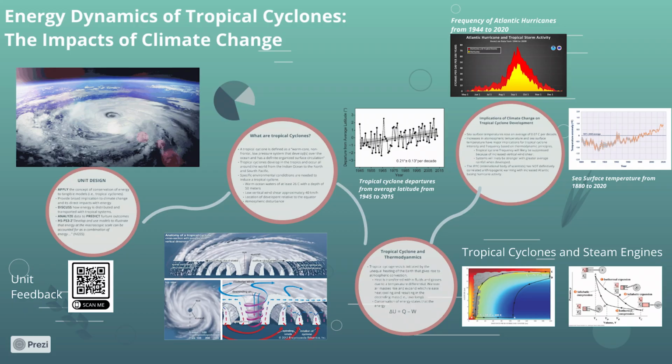Okay, so the title of my unit is Energy Dynamics of Tropical Cyclones, the Impacts of Climate Change. These storms are massive. You can see them from space, and oftentimes what happens is they generate a ton of energy. It's because they're circulating heat all the time. And the way they are able to do this is basic physics. The complexity is beyond the course of college and beyond the course of high school, but the basic understanding of how a storm generates is just purely convection, which we'll go over.